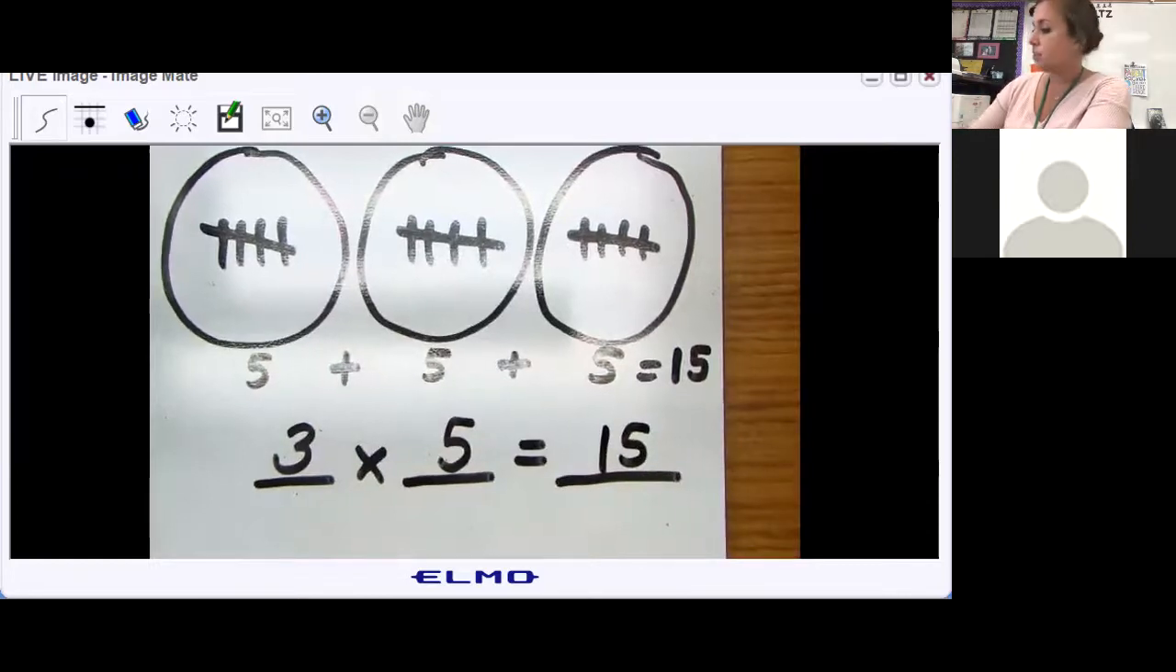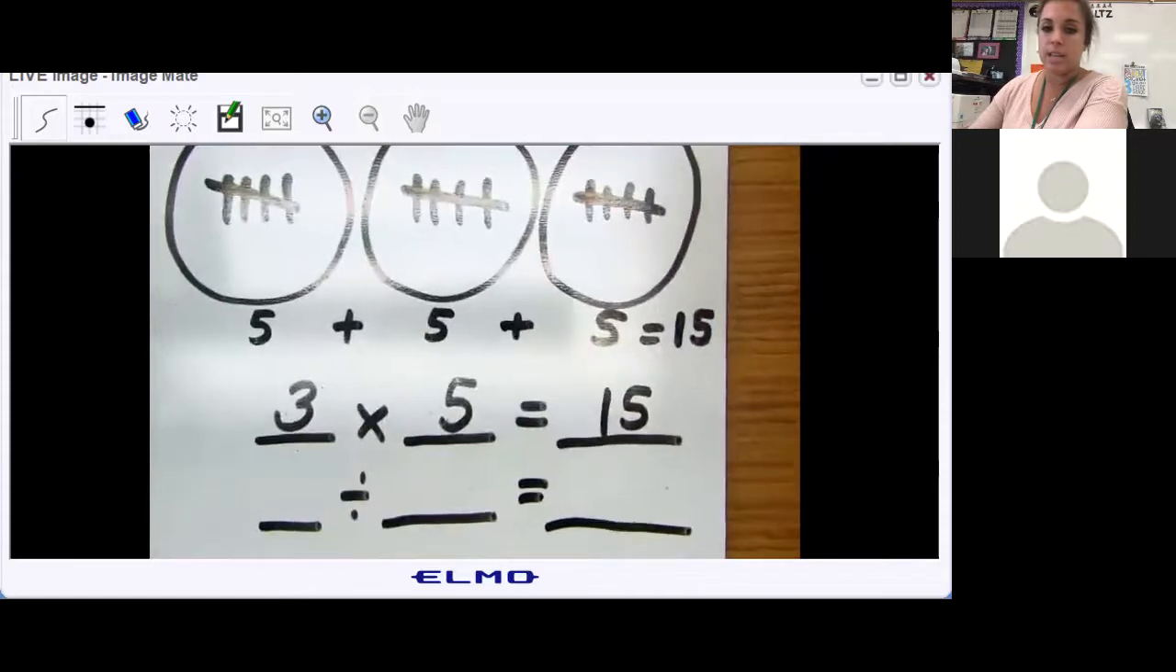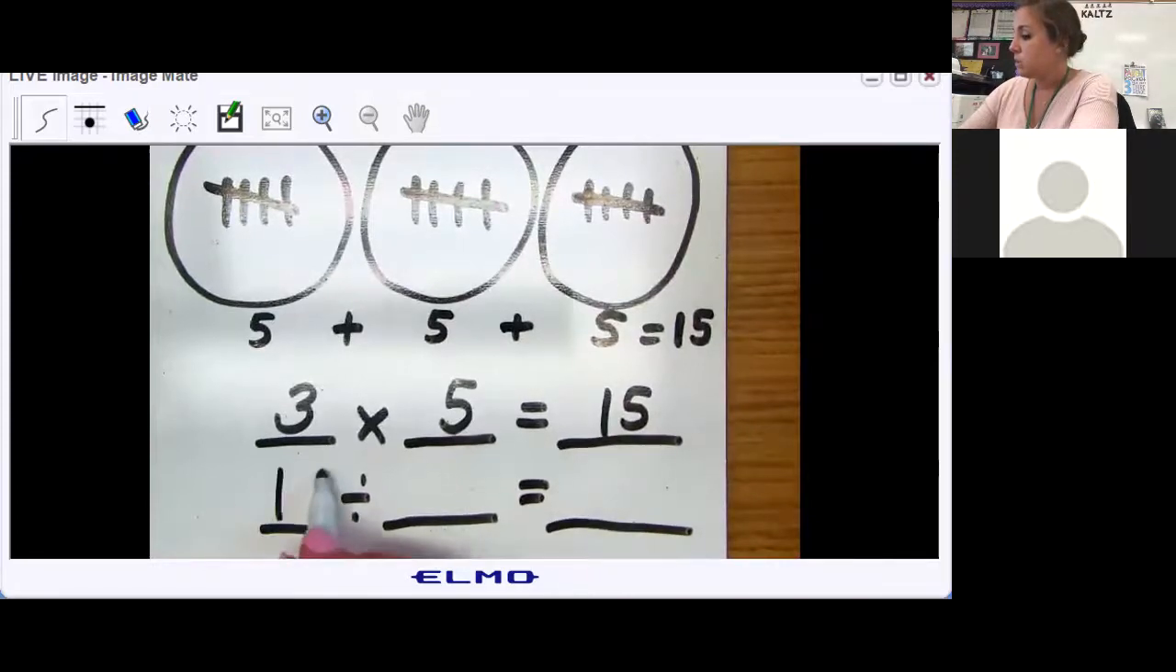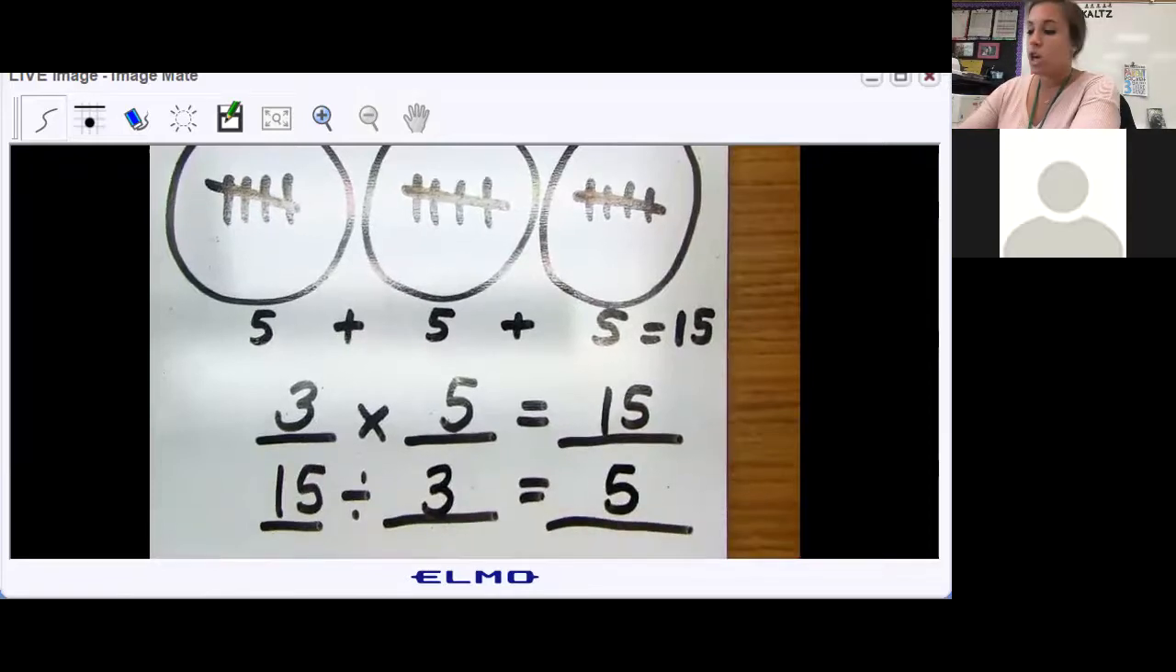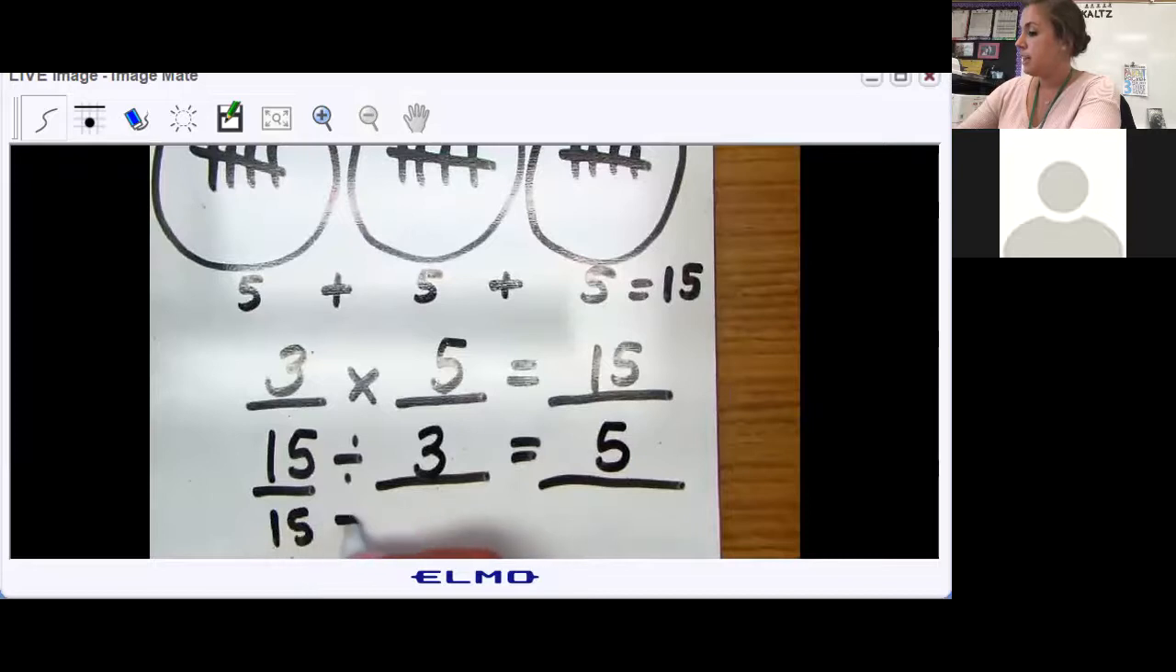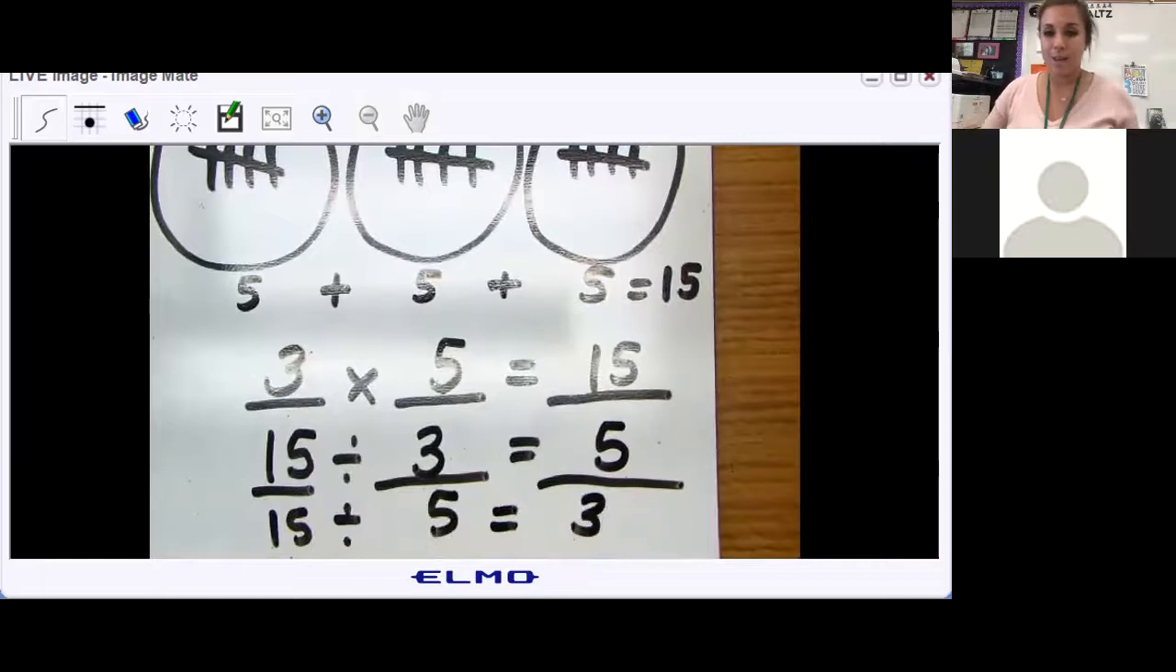Okay, and the last thing I want to do with this picture is to use those same numbers, but put them in a dividing number sentence. So for now, when you get older, it's not always going to be this way, but for now, we're going to start with the total, the big number. So we start with 15. 15 divided by 3, which is the number of groups, equals 5. You might have also put 15 divided by 5 equals 3, and that is correct as well. Okay, let's try another one.